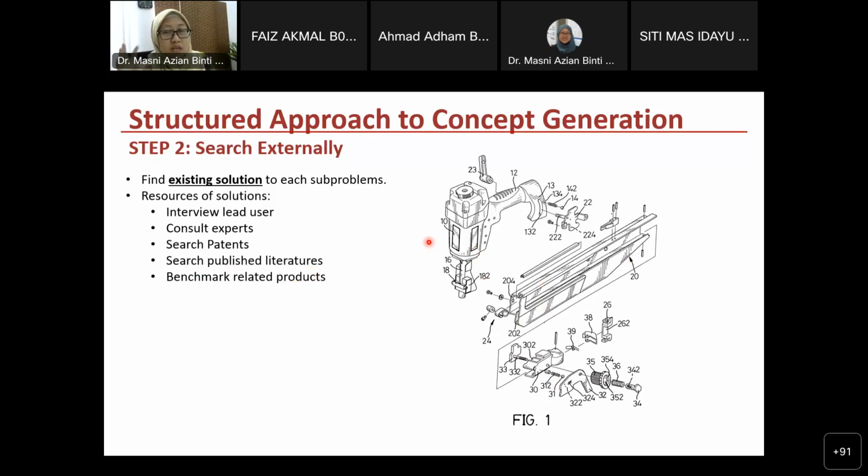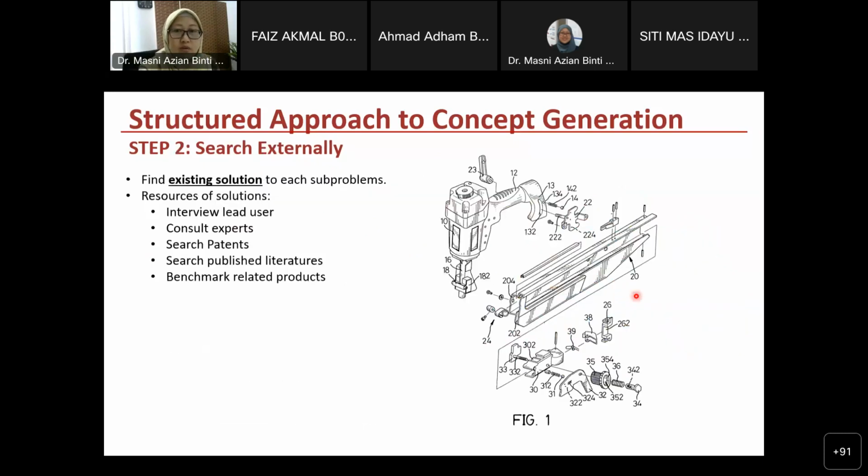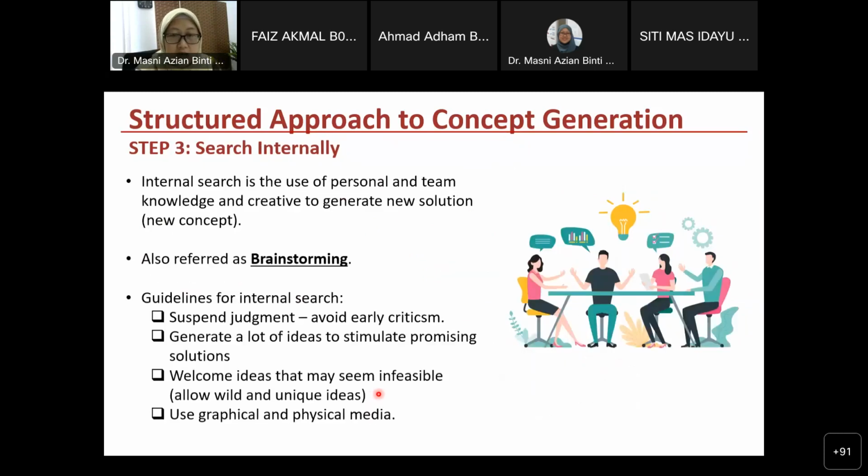So bila you dah dapat idea, then only you discuss among your team members. So this is known as search internally. So during internal search, you use your team's knowledge to create a new design concept, to create a new idea. So kalau sebelum ni, you collect the idea from existing product, now you try to brainstorm a new idea. Okay, so normally we refer to this activity as a brainstorming activity.